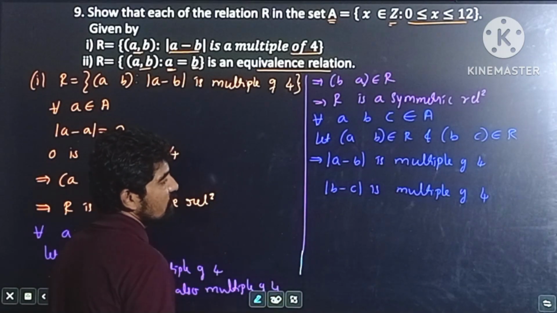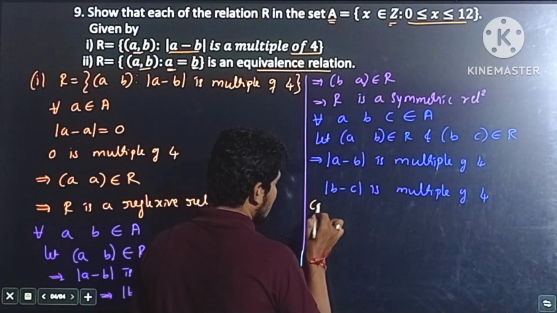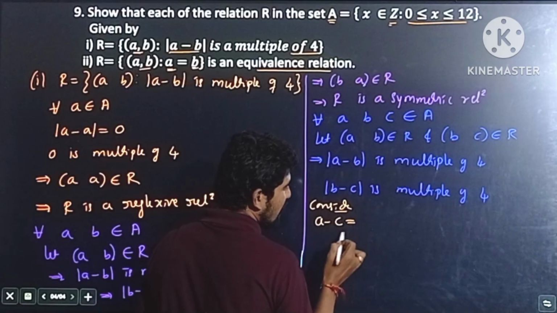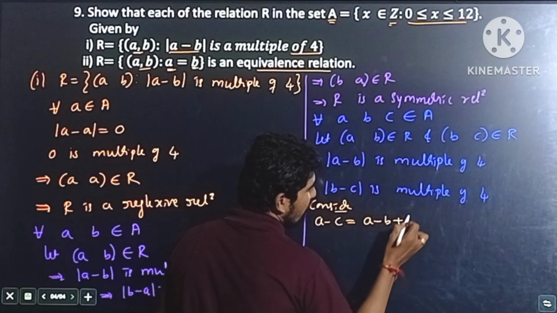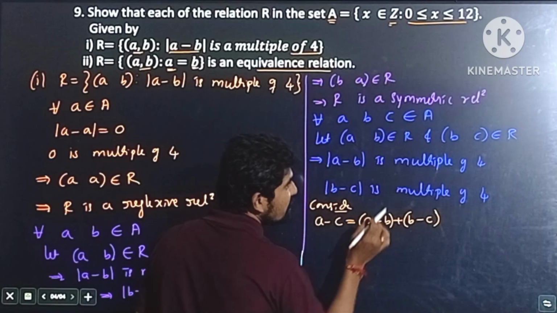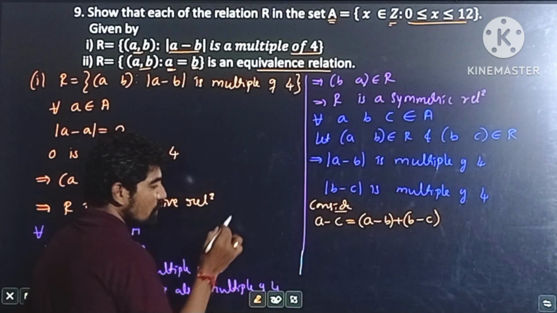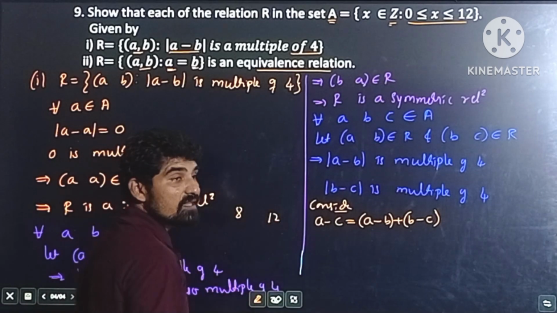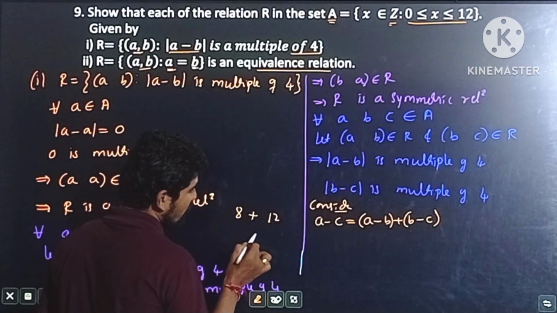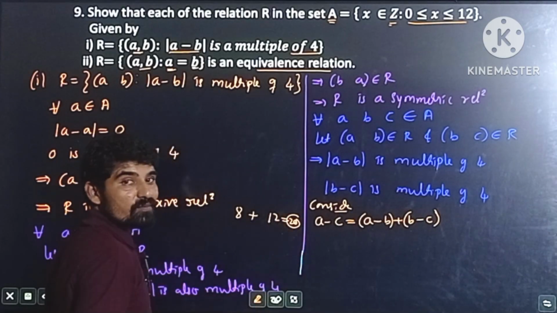Or you may consider it in other words, see here. Consider A minus C can be written as A minus B plus B minus C. So as you know that this A minus B is a multiple of 4 and B minus C is also a multiple of 4. So as you know that 8 and 12 are multiples of 4, and 8 plus 12 is equal to 20. So 20 is also a multiple of 4.